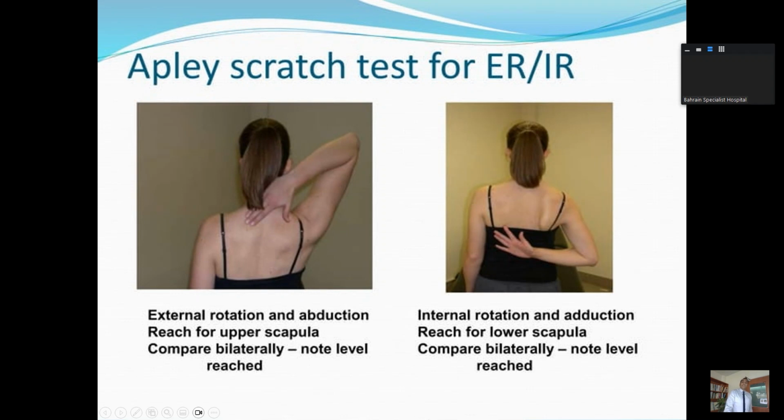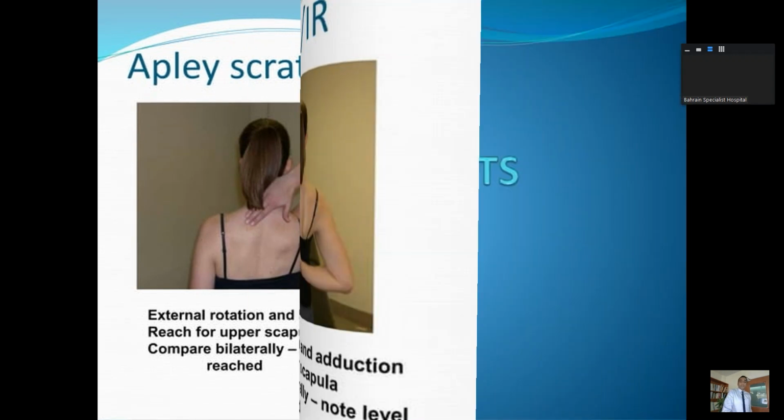So one of the ways of assessing the movement of the shoulder, the internal and external rotation, is by a test called Apley's scratch test, where the external rotation is tested by asking the patient to touch the upper part of the scapula behind the back, and internal rotation is tested by asking the patient to touch the lower part of the scapula behind the back.